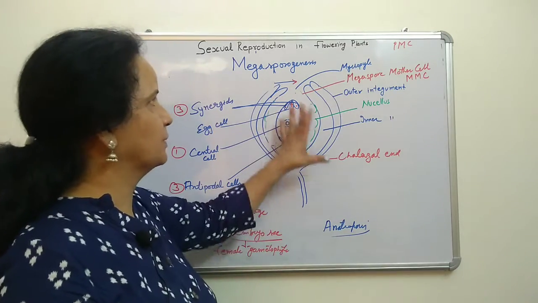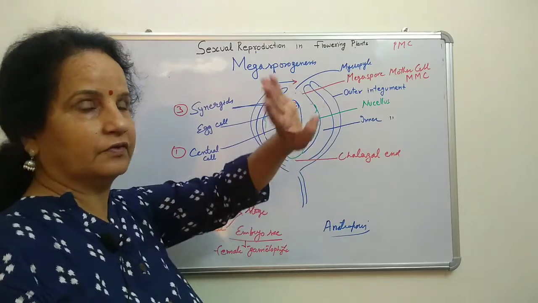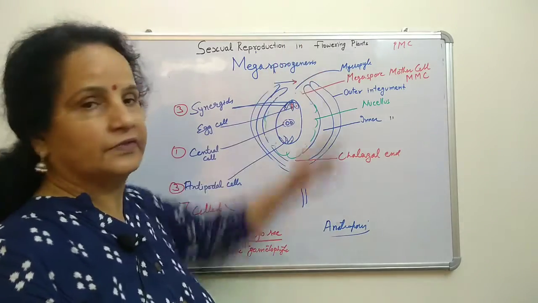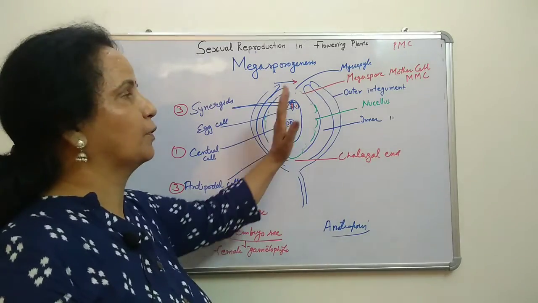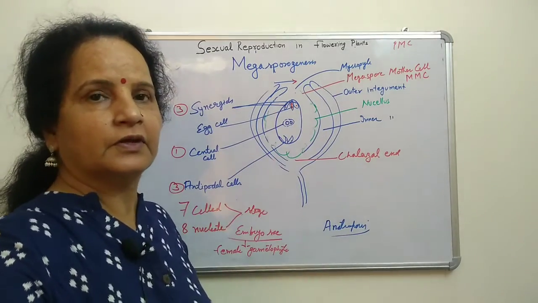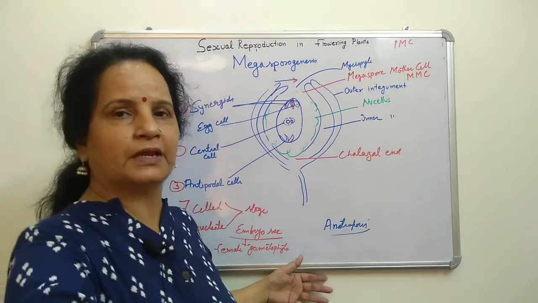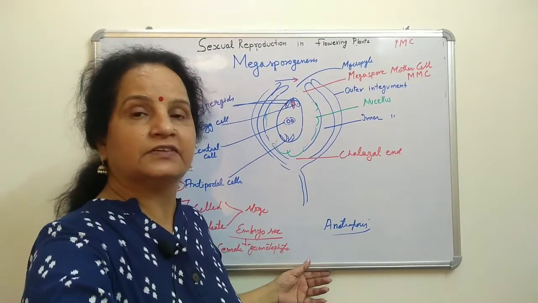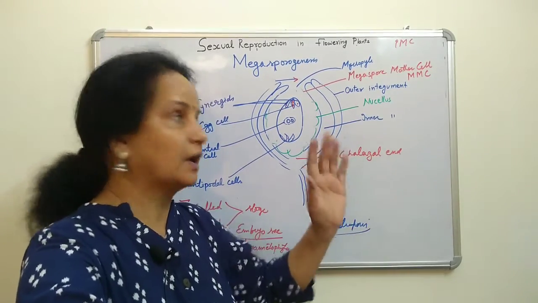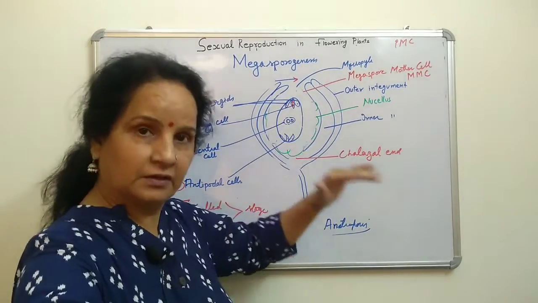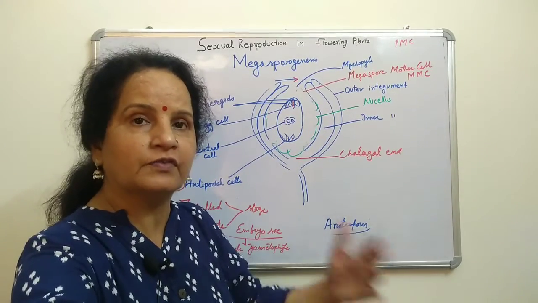So now this is about the mature embryo sac. Now the next topic in this chapter is fertilization. Before fertilization, we should know about pollination. Pollination means transfer of gametes. The pollen grains we have seen, the male gametes in angiosperm plants, are not motile. They cannot move by themselves.